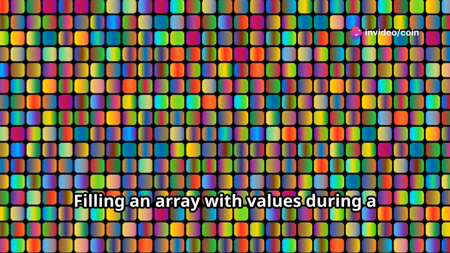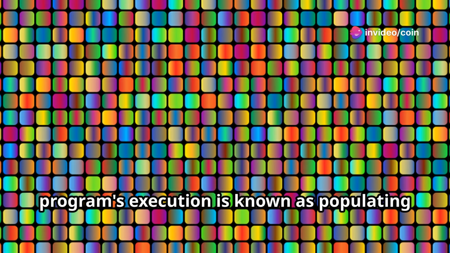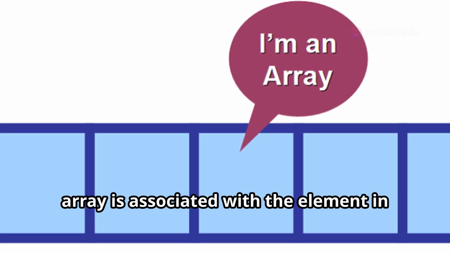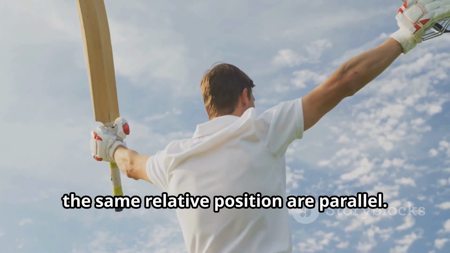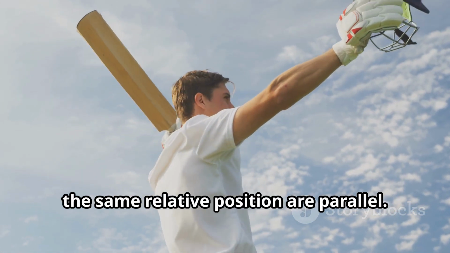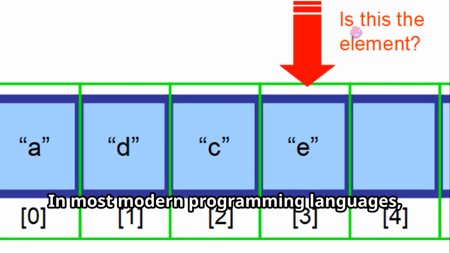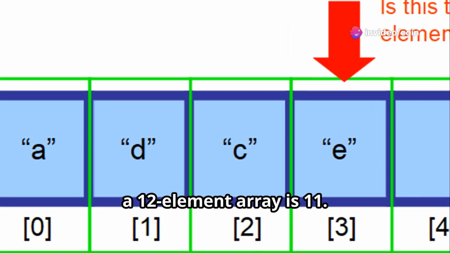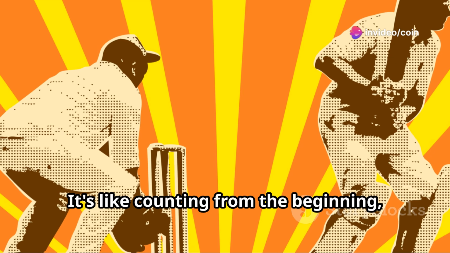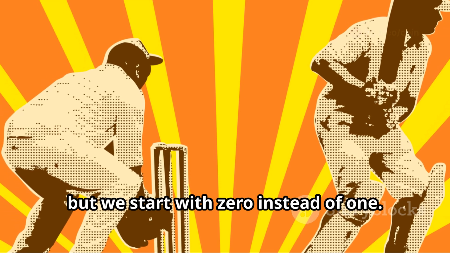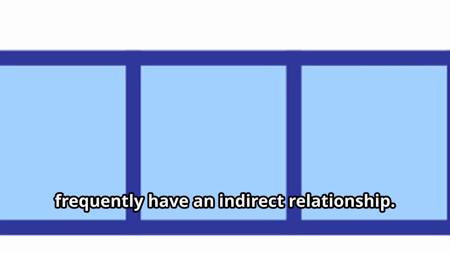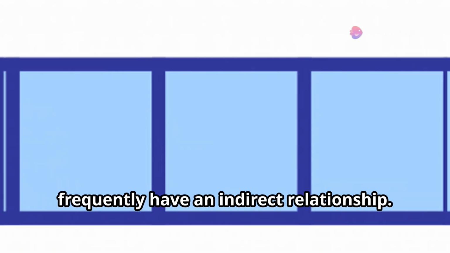Filling an array with values during a program's execution is known as populating the array. Two arrays in which each element in one array is associated with the element in the same relative position are parallel. In most modern programming languages, the highest subscript you should use with a 12-element array is 11. It's like counting from the beginning, but we start with 0 instead of 1. The values stored in parallel arrays frequently have an indirect relationship.